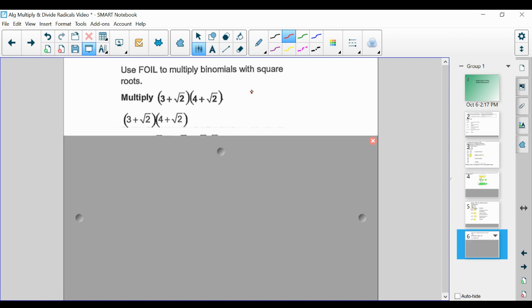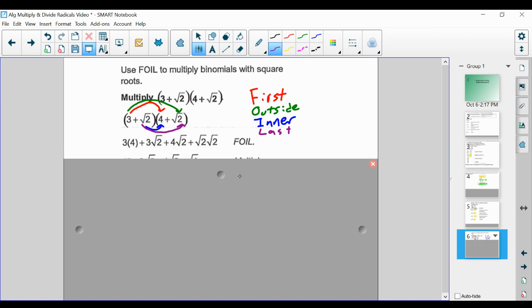Remember, FOIL stands for first, outside, inner, and last. So we're going to multiply the first terms, so 3 and 4. Multiply terms on the outside, 3 and root 2. The terms on the inside, root 2 and 4. And whatever is last, root 2 and root 2. So we show that it is done out here.